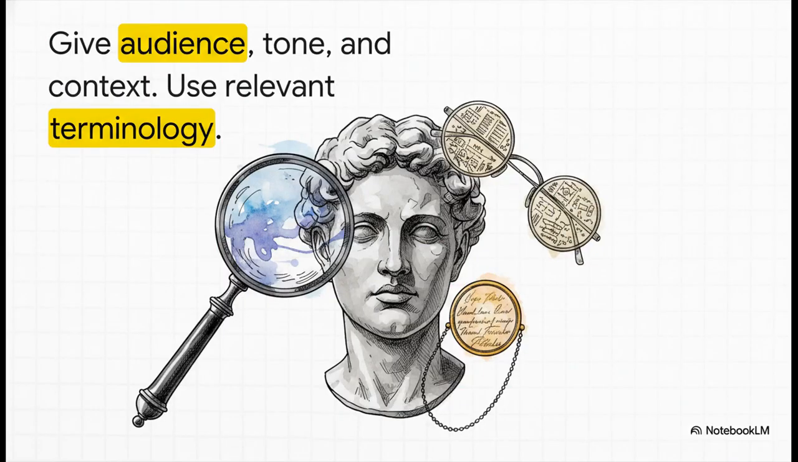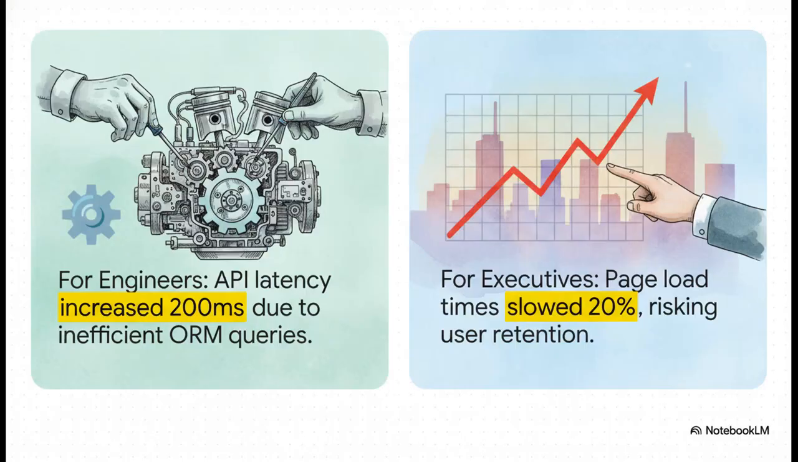All right, next is L for lens and language. And this one is all about context. You've got to tell the AI who this is for, what tone it should use, and what kind of language is appropriate for that audience. I mean, this is a perfect example. On the left, you have a technical explanation for engineers, right? It's using terms like API latency and ORM queries. But on the right, it's the same problem, but framed for executives, focusing on things like page load times and user retention. See? The lens changes everything. Defining your audience is absolutely crucial.